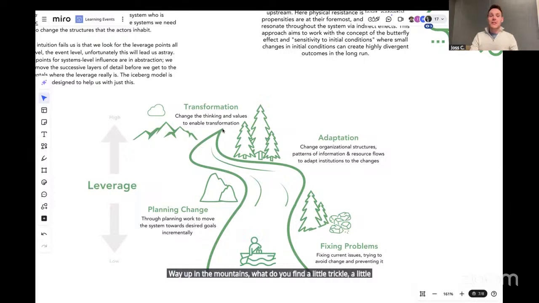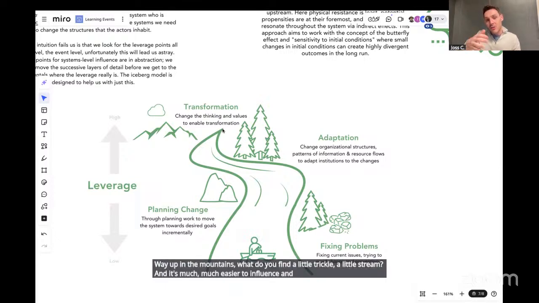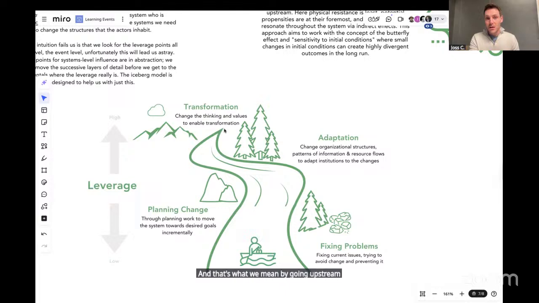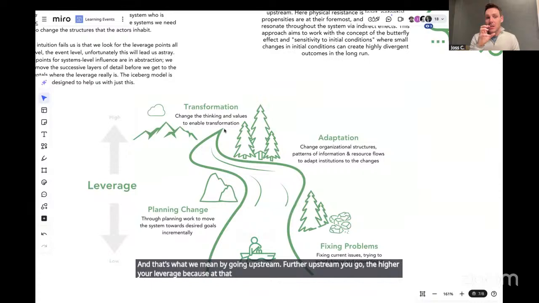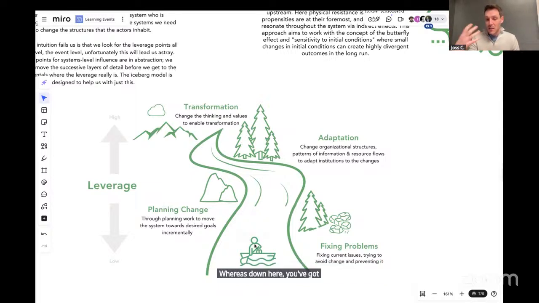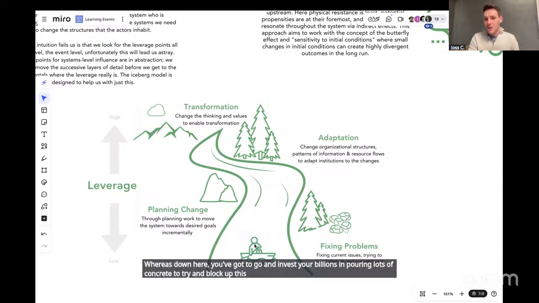And it's much, much easier to influence and guide that little trickle to go into a different valley and go off down somewhere else and end up in a very different place coming out into the sea. And that's what we mean by going upstream. The further upstream you go, the higher your leverage, because at that little stream, you only had to put in a limited amount of force or effort to actually transform and change the whole course of that system. Whereas down here, you've got to invest your billions in pouring lots of concrete to try and block up this estuary, which probably isn't going to work and create a lot of problems anyway.